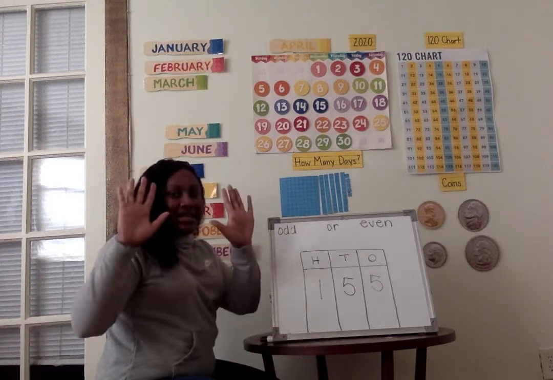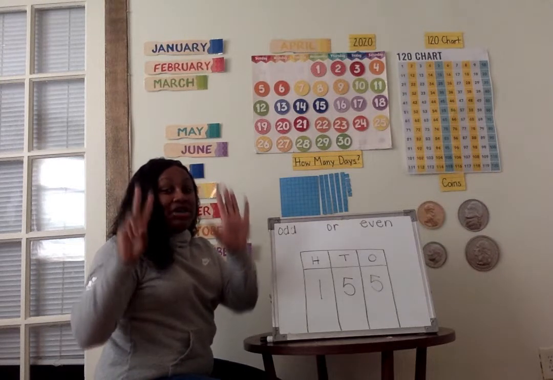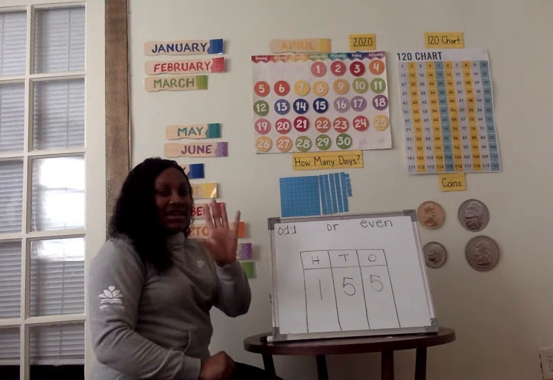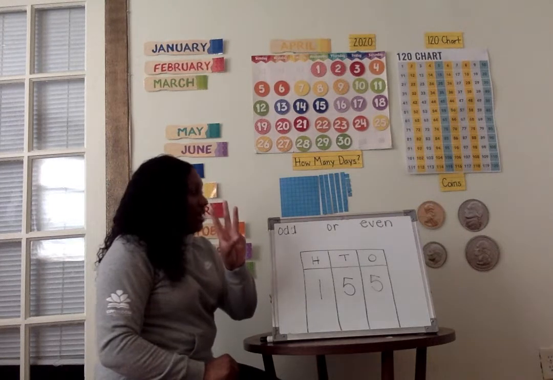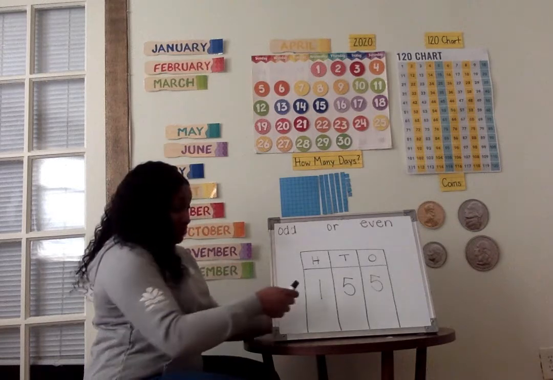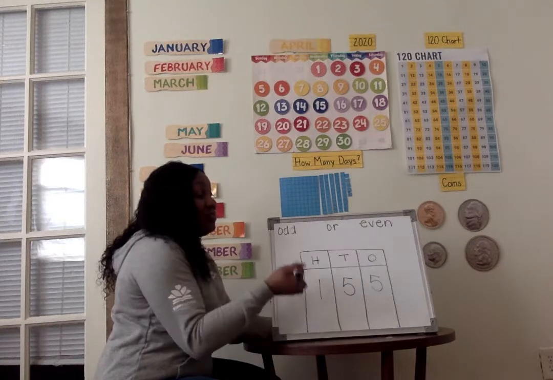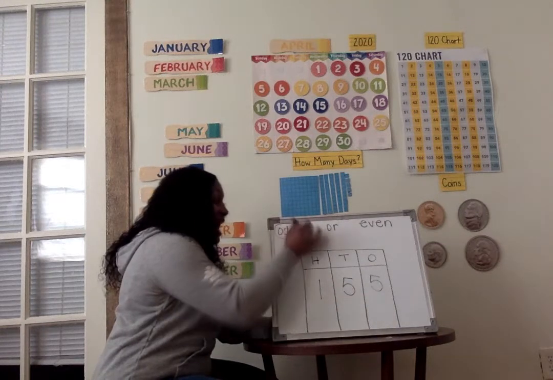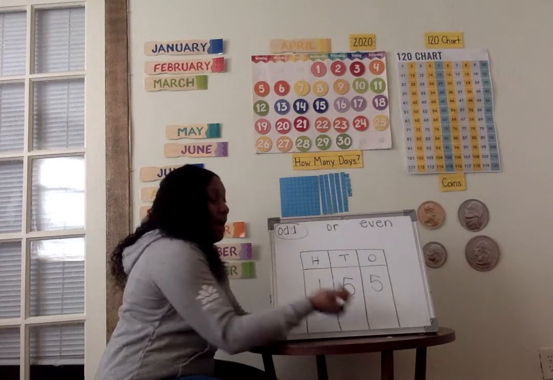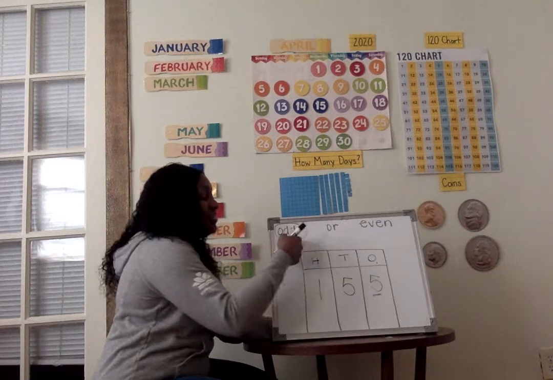Counting down in 10, 9, 8. Ooh, some friends already know. 7, 6, 5, 4, 3, 2, 1. Great. I heard a lot of friends said the number 155 was odd. Give yourself some love if you got it right. The number 155 was odd because there's a 5 in the ones place, and you know that 5 is odd.